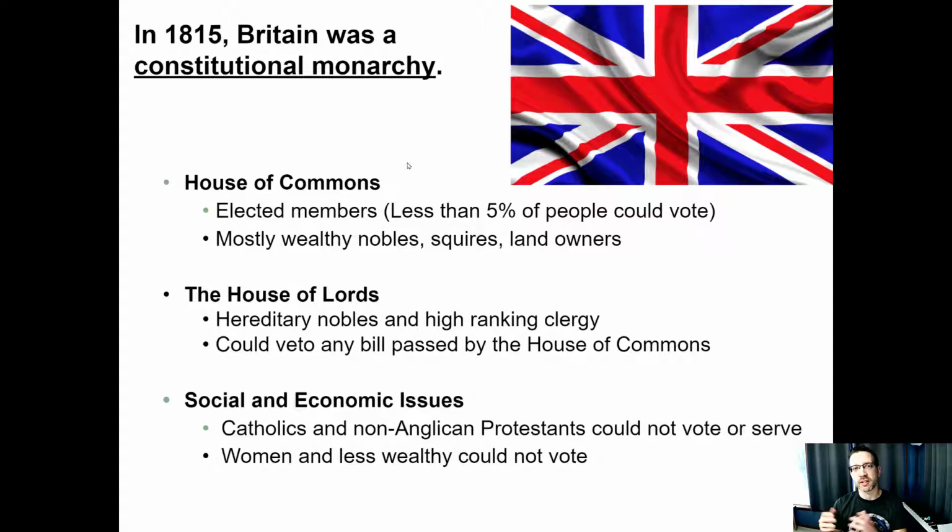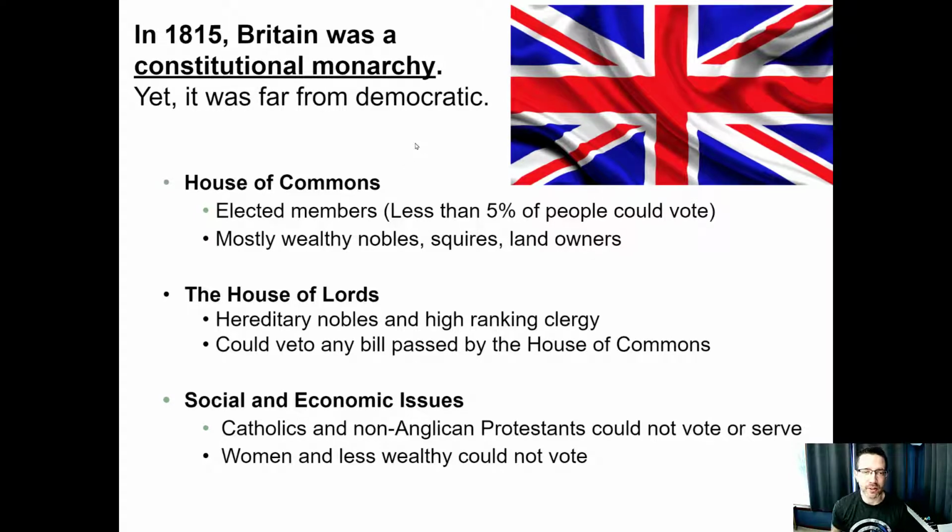So what is that? Well, that means there's a monarchy in place. So we have the Queen, right? But we also have a constitution, which has a parliament. And this parliament system has two layers to it. Just like we have the House and the Senate, they had the House of Commons and the House of Lords. So the House of Commons was the elected members. So it makes it sound like it's democratic in a way.